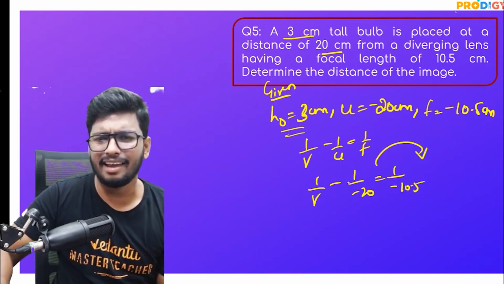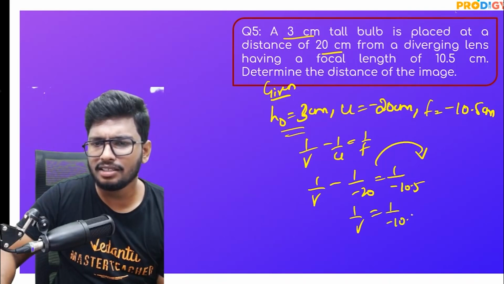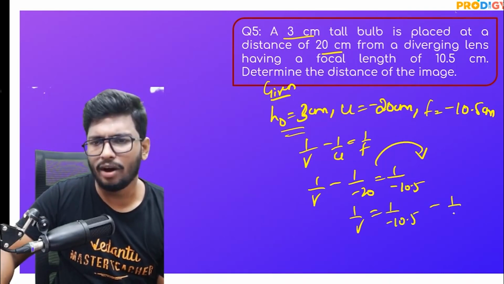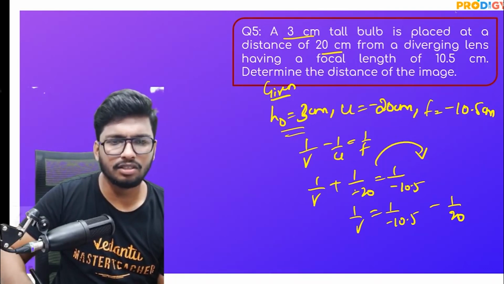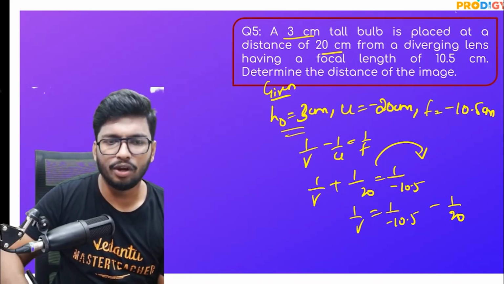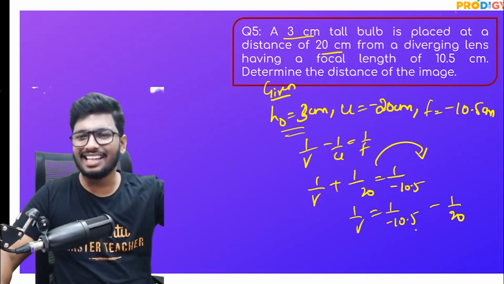Take this to the other side. Again, minus into minus becomes plus. So 1 by v is equal to 1 by minus 10.5 minus 1 by 20, because this will become plus, right? Let me just erase that. This will become plus. So what you have basically is this. Now find out the LCM.